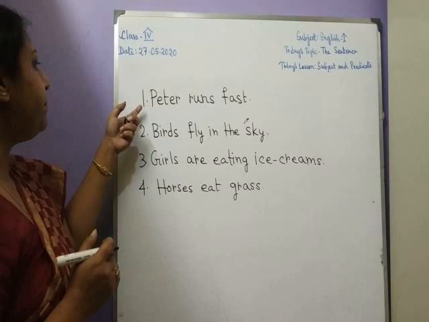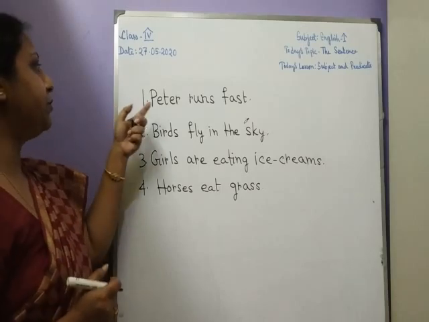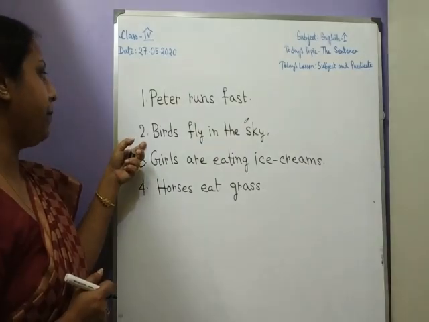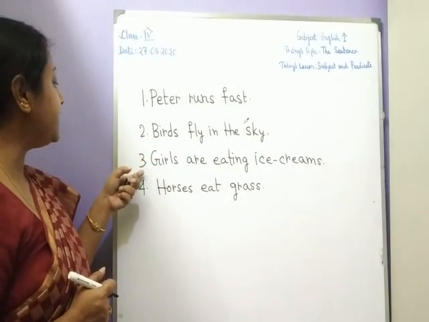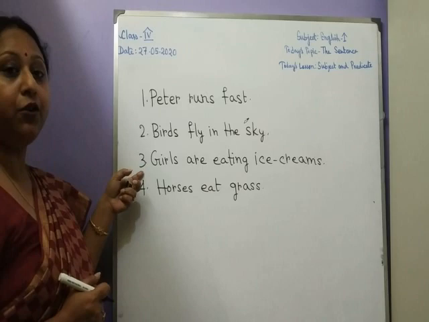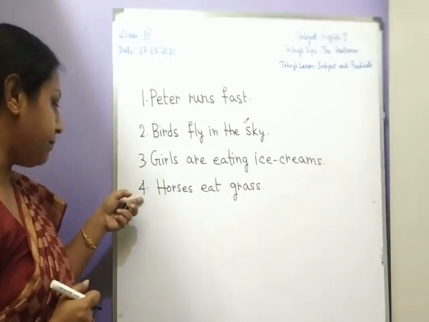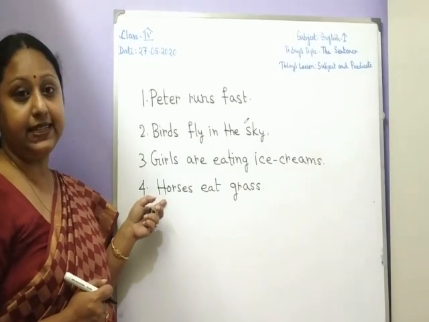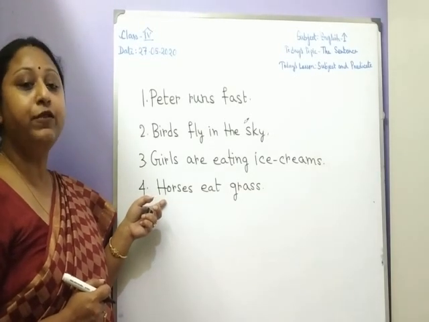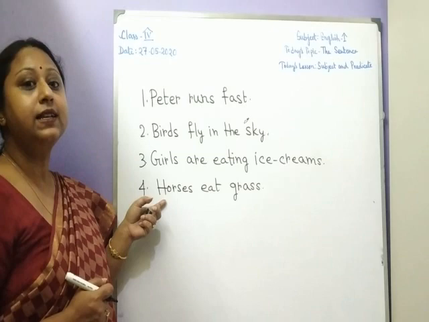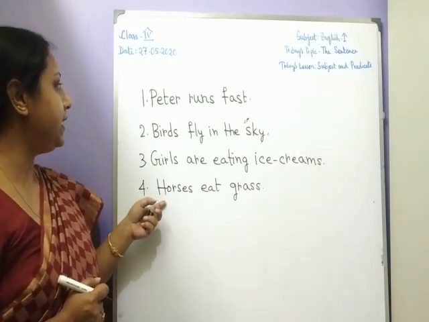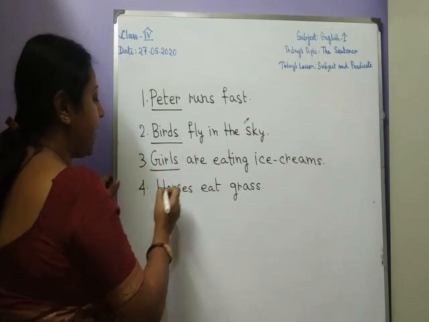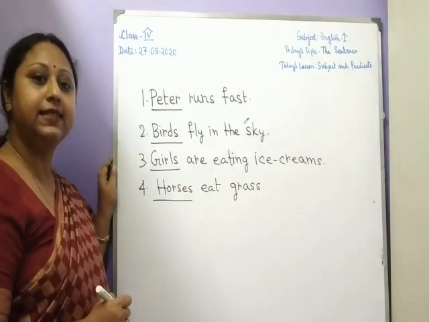In sentence number 1, we speak about Peter. In sentence number 2, we speak about birds. In sentence number 3, we speak about girls. In sentence number 4, we speak about horses. In a sentence, the person or thing we speak about is called the subject. So, here Peter, birds, girls and horses are the subjects.